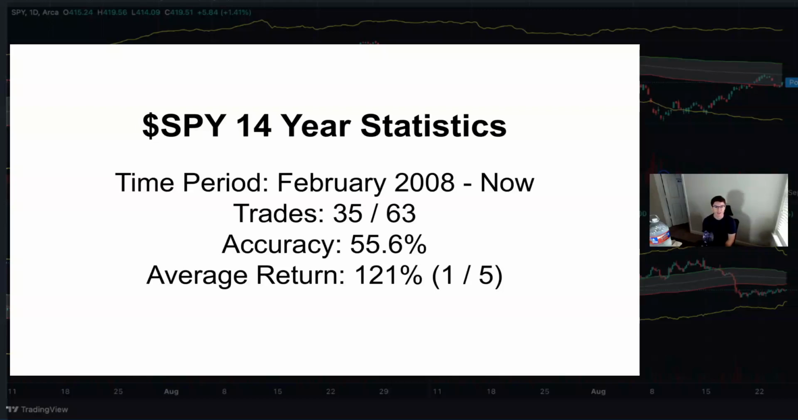A 121% return over the last 14 years actually comes out to about market average. So you get to stay out of crashes, and you're generating about an average market return.